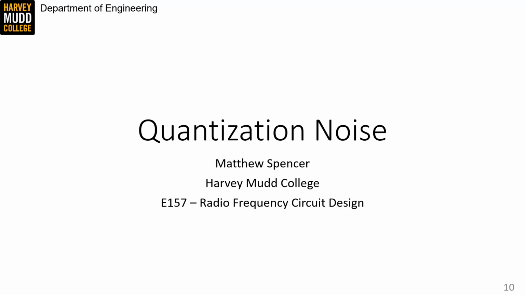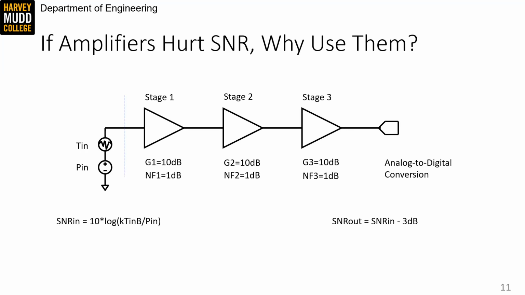In this video, we're going to look at the other source of random noise we'll consider in our receivers, quantization noise. Our motivation for doing this is the observation that noise figure paints a disturbing picture of amplifiers. Since noise figure is always going to be greater than 0 dB, which is the same thing as saying noise factor is always greater than 1, each amplifier we go through reduces our signal-to-noise ratio. Why should we use amplifiers if they make our signal quality worse?